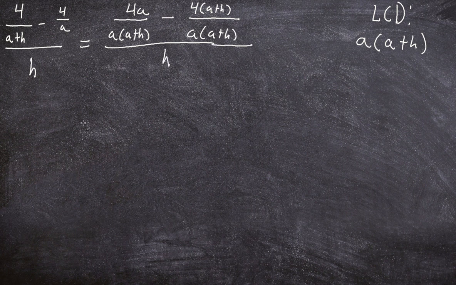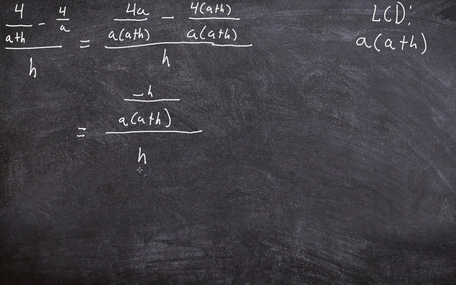And we're going to work on that in a minute, but we have to get this over the same denominator. Okay, now what do we have? We have 4a minus 4a, so those are going to cancel, and we'll just be left with negative h on that top, okay? So I'll have negative h over a plus h, and that's over h, okay?